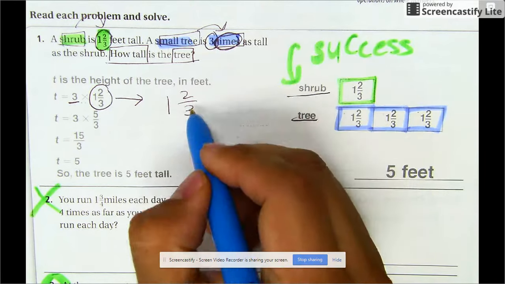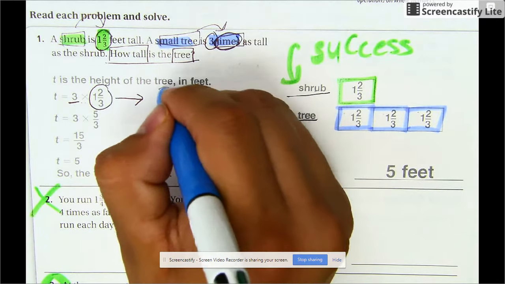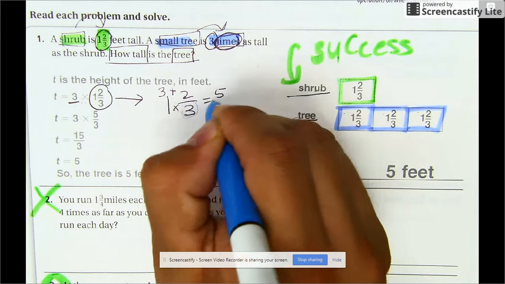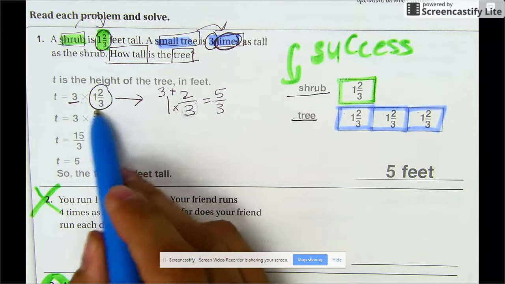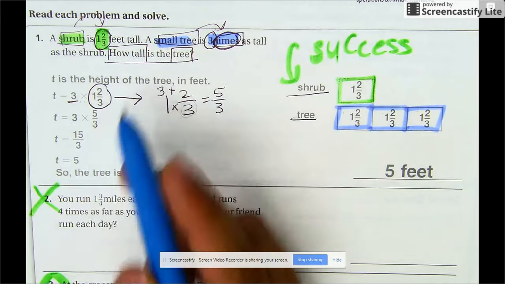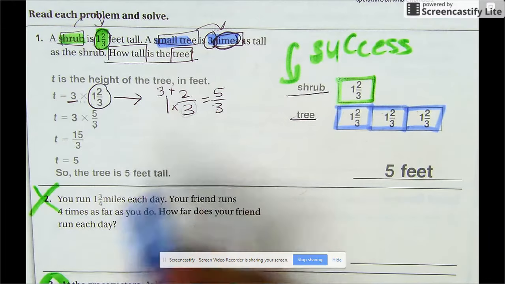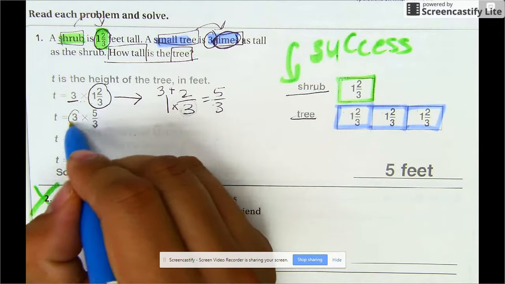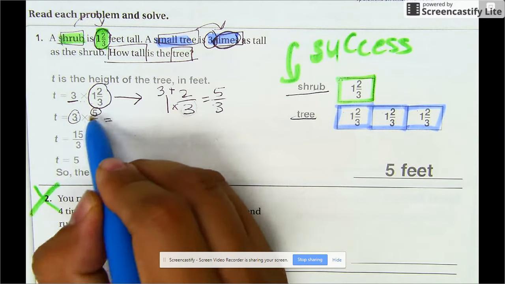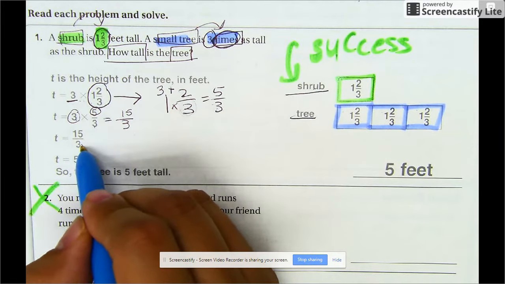I rename by multiplying the denominator by the whole number. 1 times 3 equals 3, plus 2 equals 5. 5 over 3. That's why on the second part, they renamed it as 5 over 3. These are equal. Okay, that's how I got that. Then I'm going to multiply the whole number and the numerator. That's it. And so 3 times 5 equals 15 over 3. That's how they got this part.